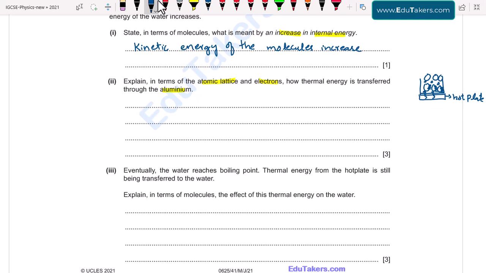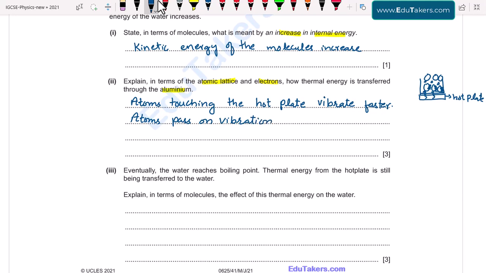And they start vibration. Due to their vibration, the energy is transferred to the free electrons, and free electrons move faster and they collide with each other. In this way, the thermal energy is transferred through the aluminium. So I write here atoms touching the hot plate vibrate faster. Atoms pass on vibration to neighboring atoms.